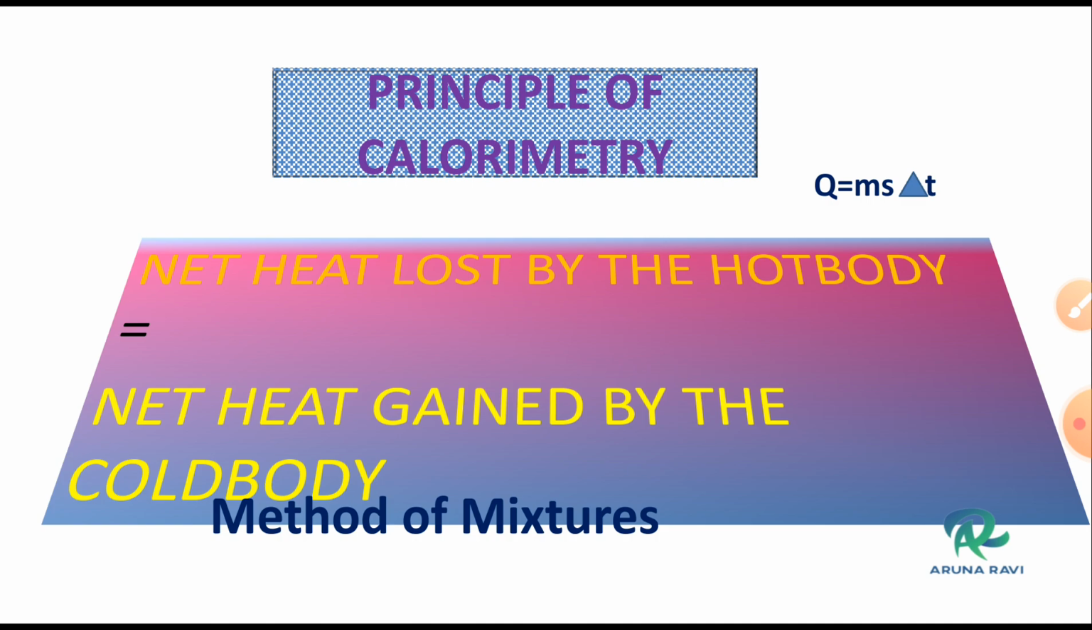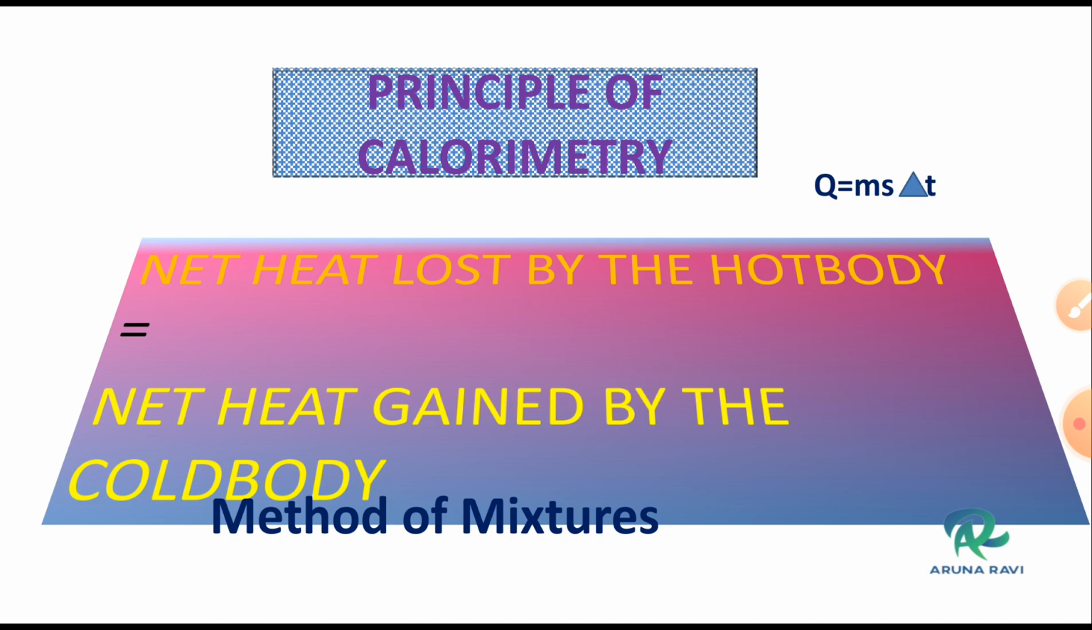In this experiment, you have to find out which objects are the hot bodies and which objects are the cold bodies, and you have to calculate how much net heat is lost by the hot body and how much net heat is gained by the cold body. How to calculate the net heat lost by the hot body? Using the formula Q = m s ΔT. Already we discussed this in the last video.